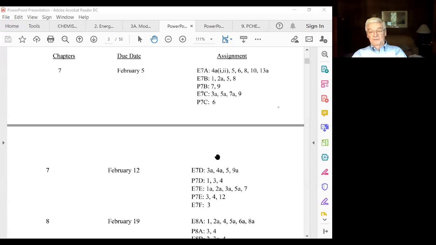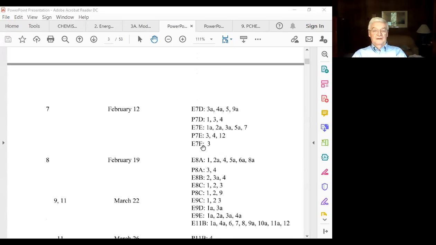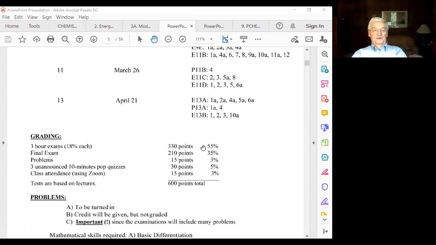A few people each semester don't do the problems. They do lousy on the exams, and not having the problems even might lower their grade a notch. Okay, so make sure you do the problems.